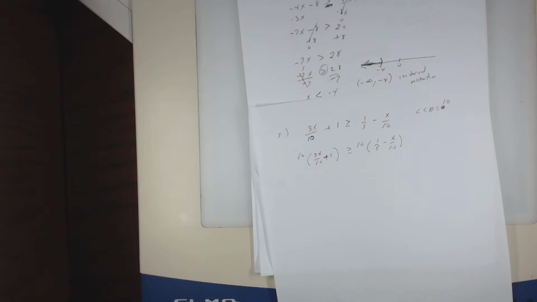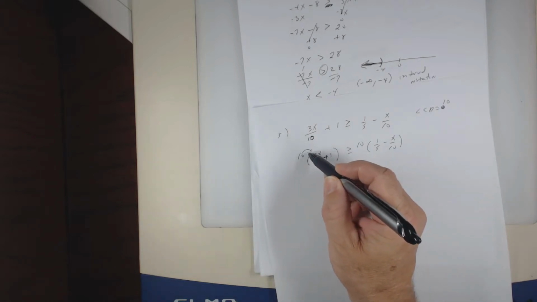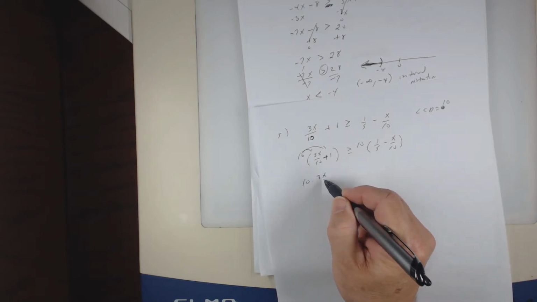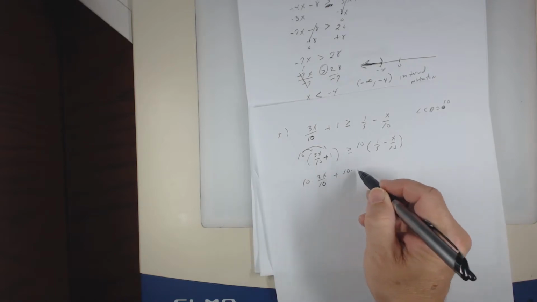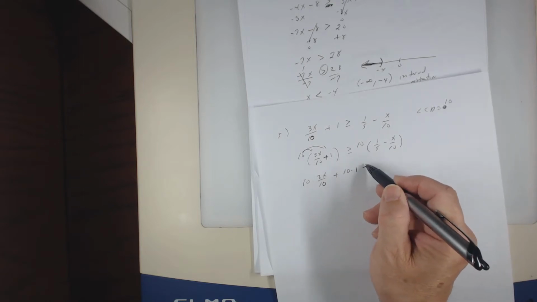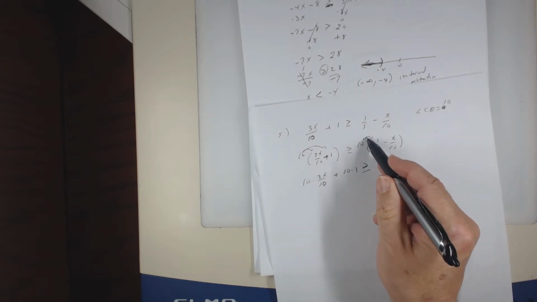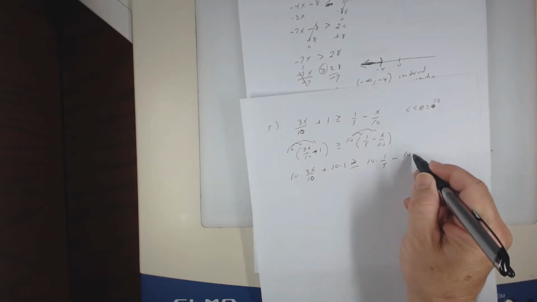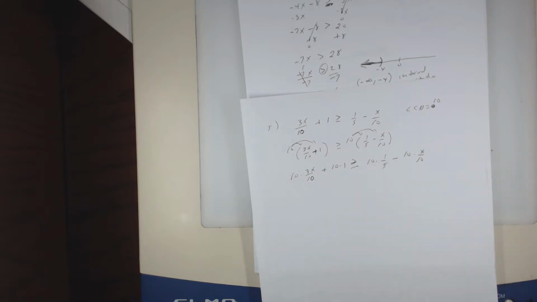What is the next step? Now you multiply. I prefer to use what word? Use the distributive property, right? Which involves multiplication. So you're going to say 10 times 3x over what? 10. Plus 10 times what? 1 is greater than or equal to, and then distribute over here. 10 times what? 1 over 5 minus 10 times what? X over 10. So that's where I'm at.